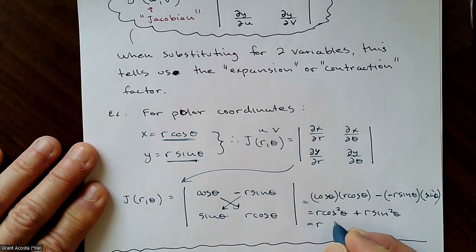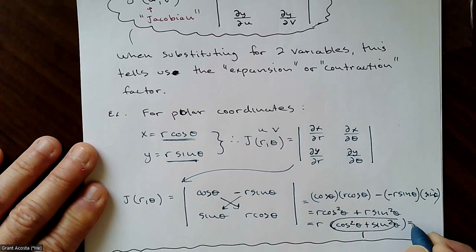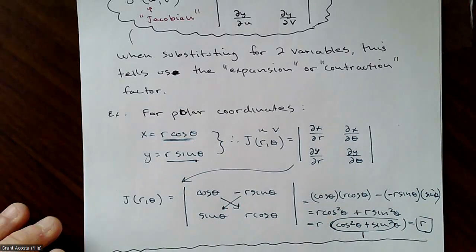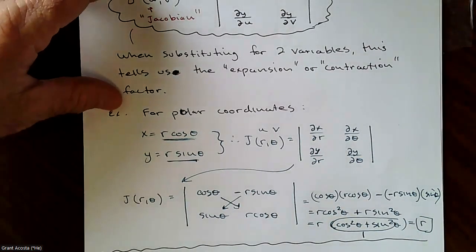And if you factor out an R, that's our favorite trig identity, cosine squared theta plus sine squared theta equals 1. So I get R. There's the reason why when you do an integral in polar coordinates, we have to have that extra R times the dr d theta. That's telling us our expansion and contraction factor.